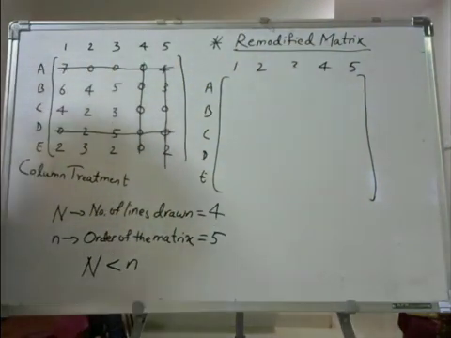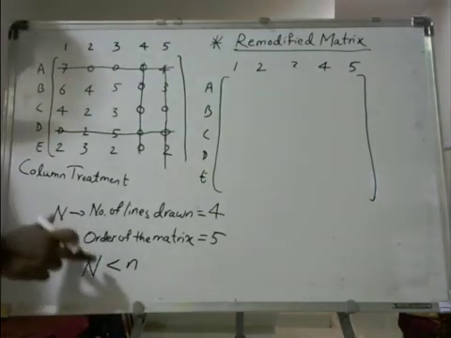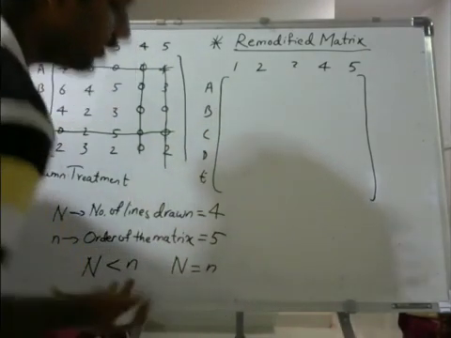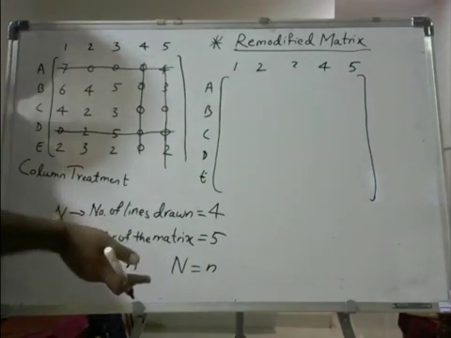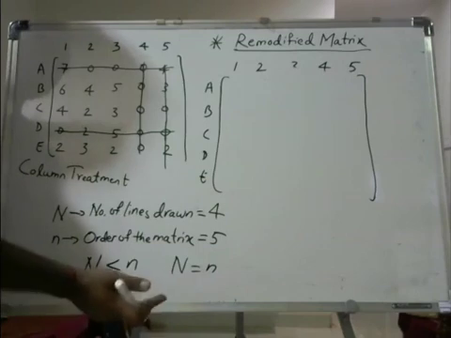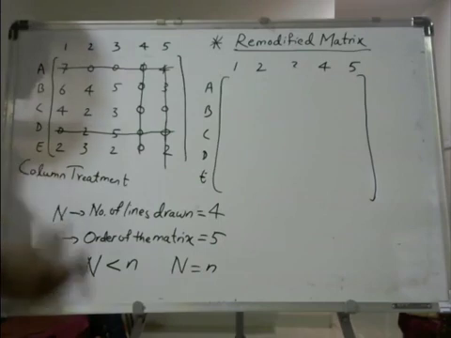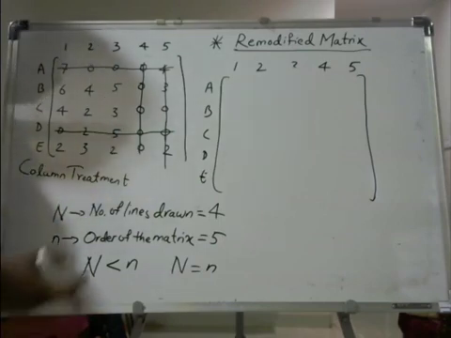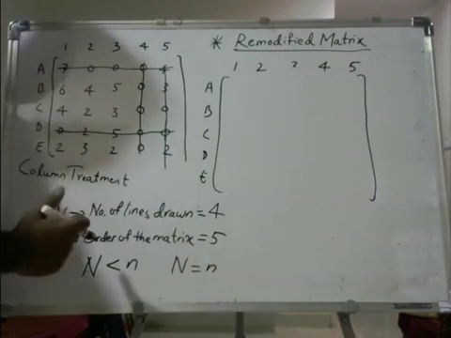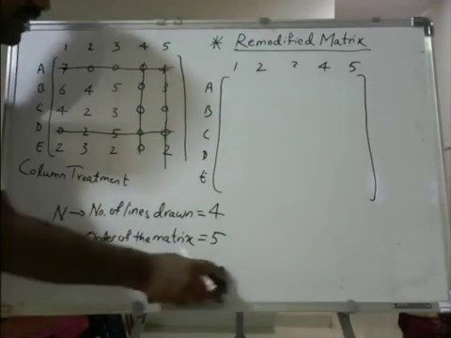This remodified matrix you will go to only when capital N is less than small n. If capital N is equal to n, if both are 5, number of lines drawn is equal to 5 and order of the matrix is 5, both are equal, we don't go for the remodified matrix. We'll stop the problem there and try to find the optimal assignment cost. But here this has happened, so we'll have to do the remodification again and again till capital N is equal to small n.